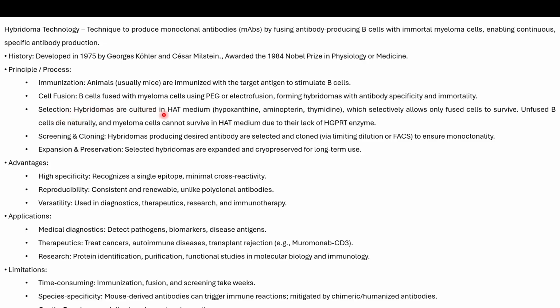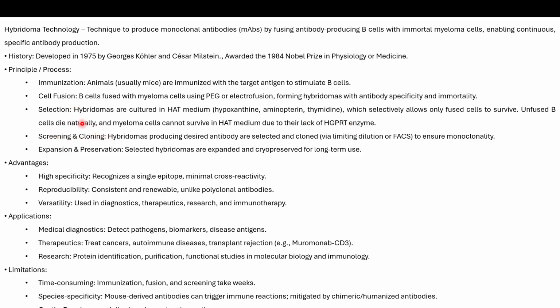These hybridomas are cultured in HAT medium. HAT medium contains hypoxanthine, aminopterin, and thymidine, which selectively allows only fused cells to survive. However, unfused B cells die naturally, and myeloma cells cannot survive in HAT medium because these myeloma cells lack HGPRT enzyme. So we look at the enzymes and stuff in the next slide.